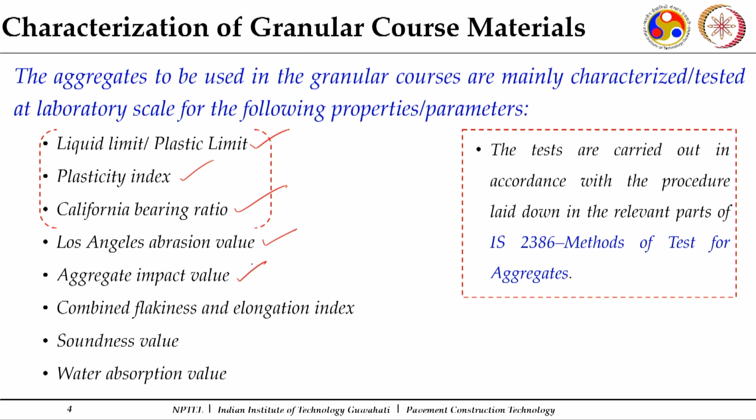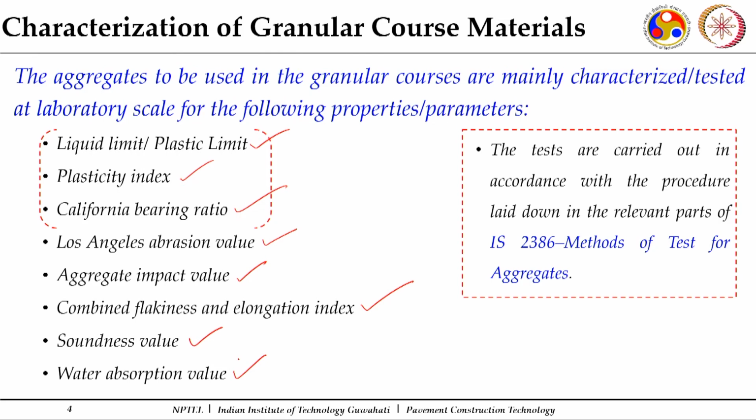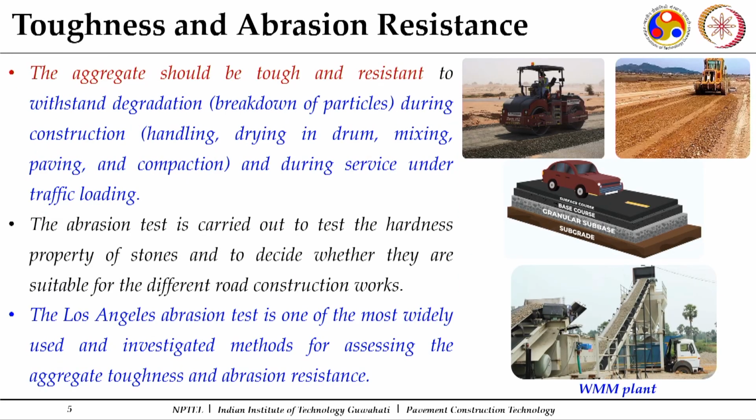Then we have the aggregate impact value, the combined elongation and flakiness index, which talks about the shape of the aggregates, the soundness value, which gives an idea about the weathering resistance of the aggregates, that is, resistance to change in different environmental, climatic or moisture related conditions, and the last one is the water absorption value. All these are under the classification system given as per IS 2386. Different parts are there for the evaluation of these different characteristics.